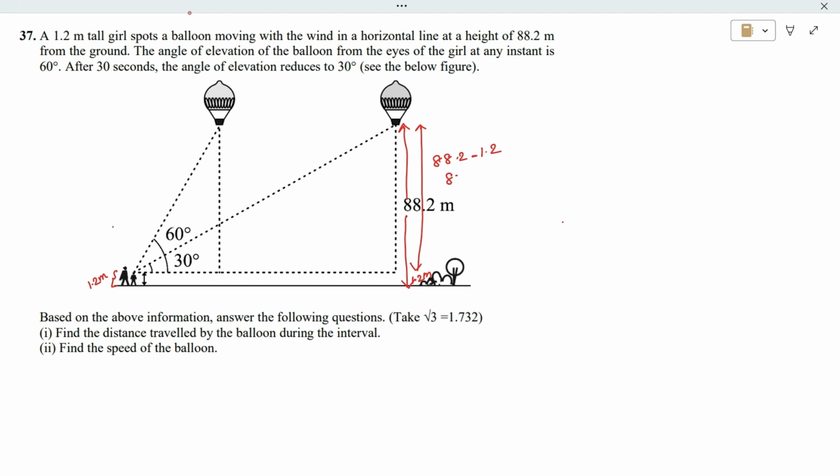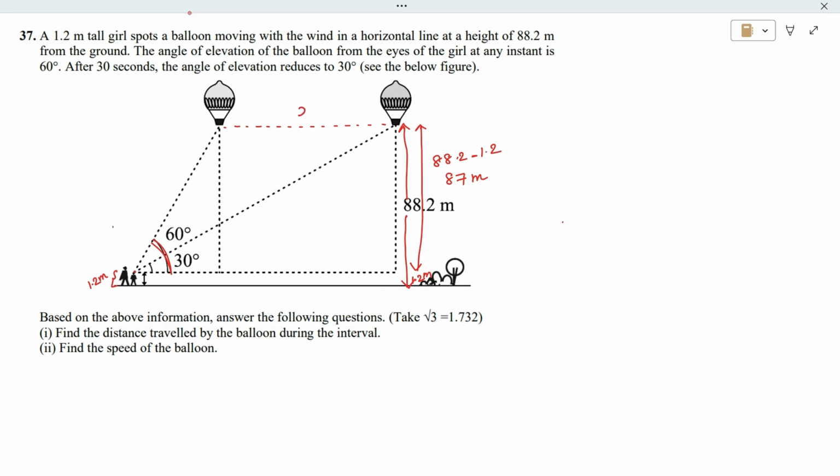Okay, so it is going to be 87 meter, isn't it? Now, the angle of elevation of the balloon from the eyes of the girl at any instant is 60 degree. So from the eyes to the first starting place of the balloon is 60, that is this angle. And then after 30 seconds, the balloon started moving horizontally, and the angle of elevation changes to 30 degree. Now they are asking me to find the distance traveled by the balloon during the interval.